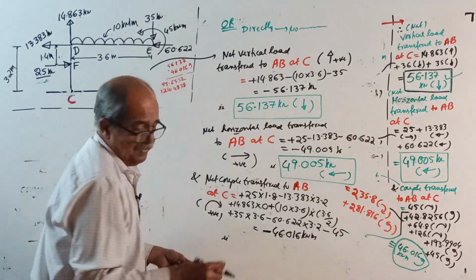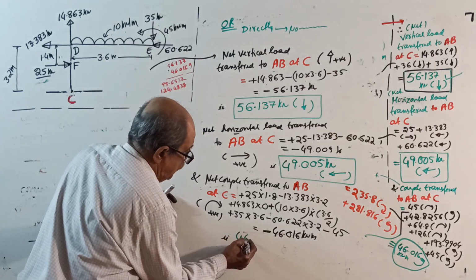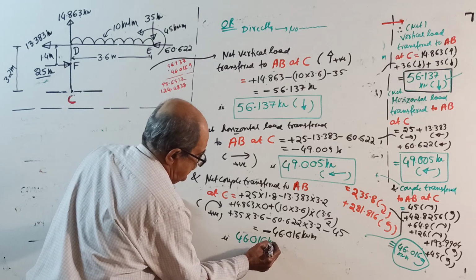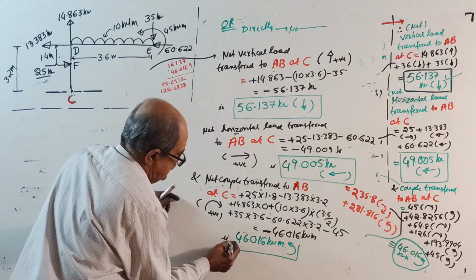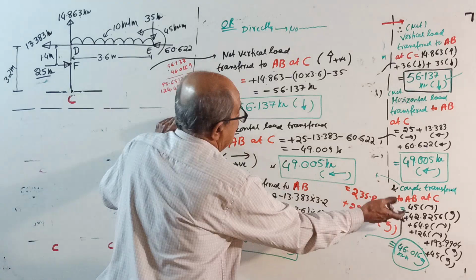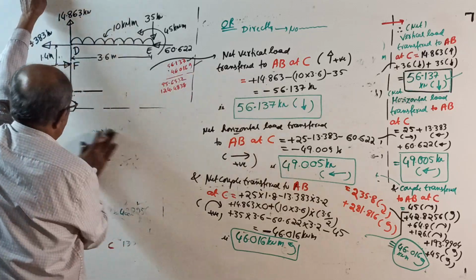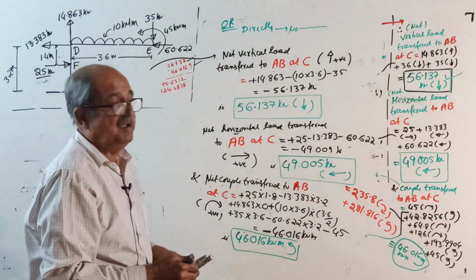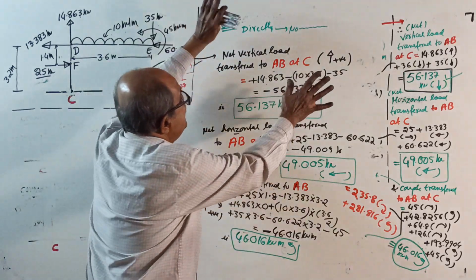That means the net couple is 46.016 kilonewton meter in the anti-clockwise direction, because negative came over. And now both are the same answer. See, you can see here, I noted the answer here. Okay. Now, last step, I will remove everything and write it somewhere here.